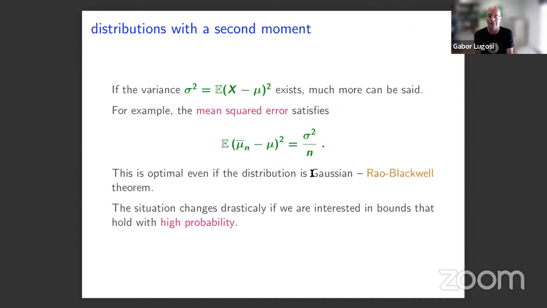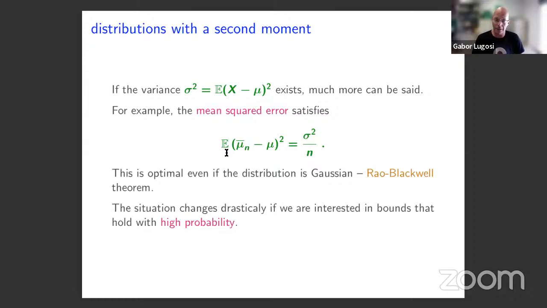The Gaussians are somehow a natural class of distributions, and we would like an estimator that at least works well in those cases. Even if you know that the distribution is Gaussian, you cannot beat this sigma squared divided by n mean squared error. Indeed, most of the classical literature in statistics focused on expected risk measures of this type, like the mean squared error. However, in modern applications in machine learning and other statistics applications, we are more interested in performance that holds with high probability rather than in expectation. And that changes the situation dramatically.